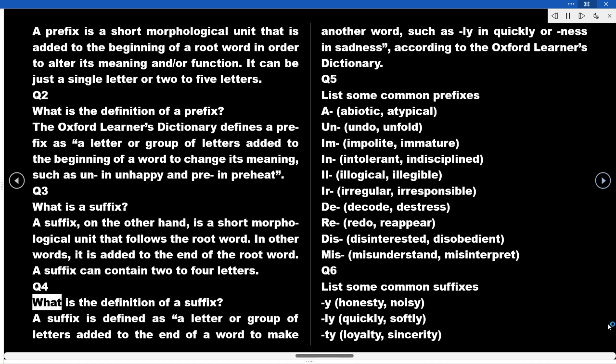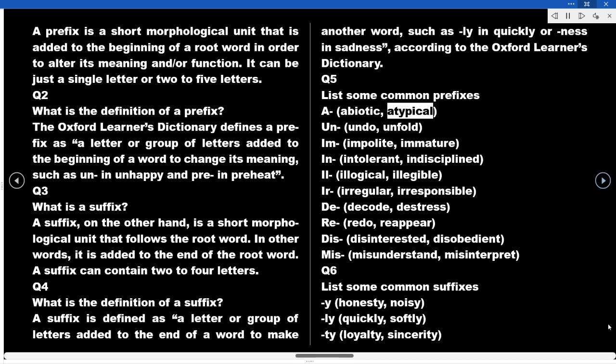Q4. What is the definition of a suffix? A suffix is defined as a letter or group of letters added to the end of a word to make another word, such as ly in quickly or ness in sadness, according to the Oxford Learner's Dictionary. Q5. List some common prefixes.